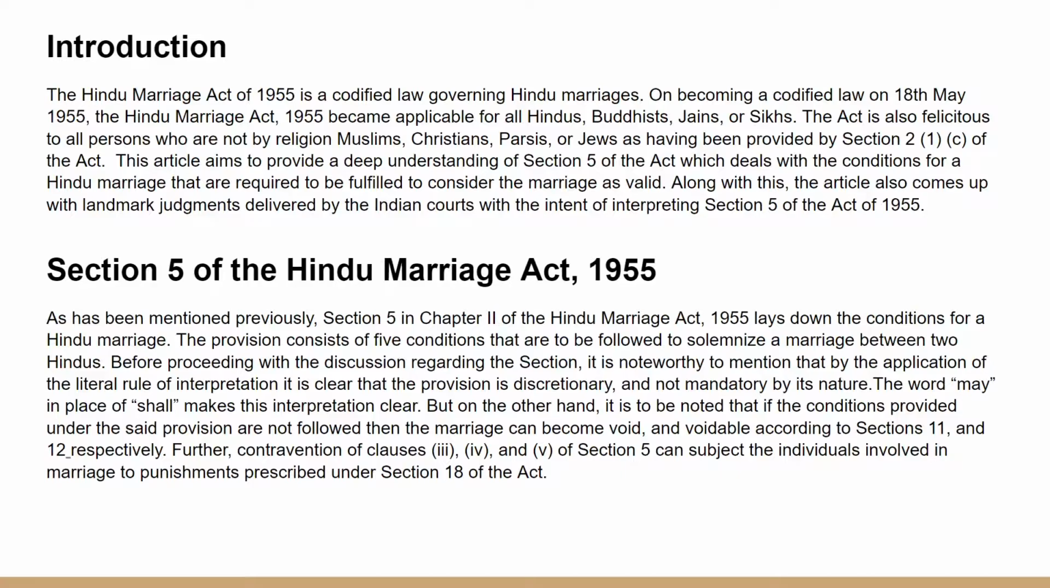Section 5 of the Hindu Marriage Act, 1955. As has been mentioned previously, Section 5 in Chapter 2 of the Hindu Marriage Act, 1955 lays down the conditions for a Hindu marriage. The provision consists of 5 conditions that are to be followed to solemnize a marriage between two Hindus.